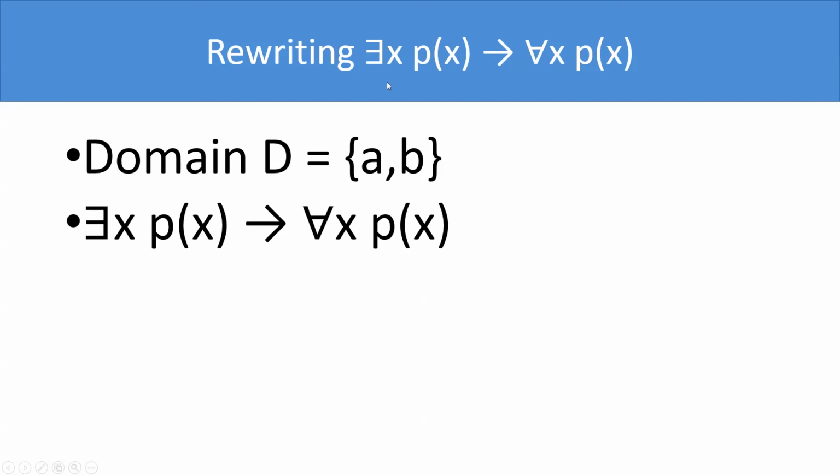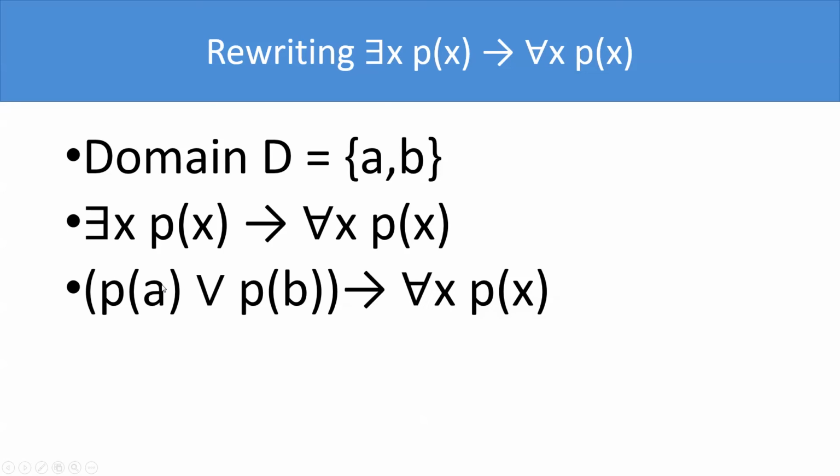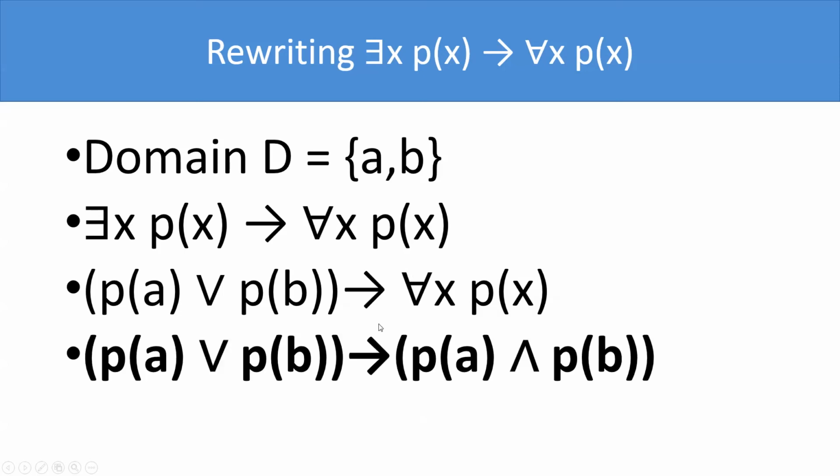So to rewrite the formula that we've got here, we know that the domain is A or B. So for exists x, that's going to translate into or. So we know that P of A or P of B is going to need to be true. And then for all x, that's going to end up being translated as and. So the final formula you end up with is P of A or P of B, and then that implies P of A and P of B.